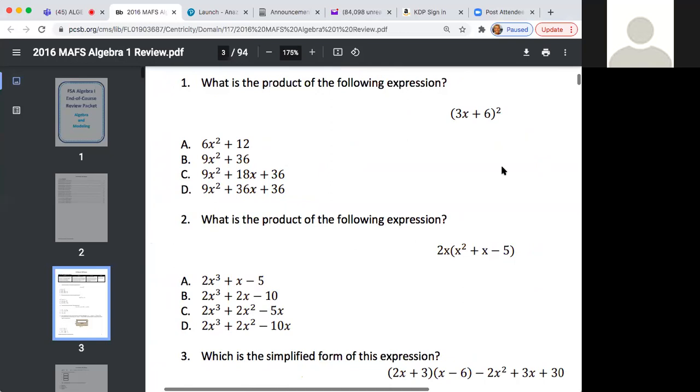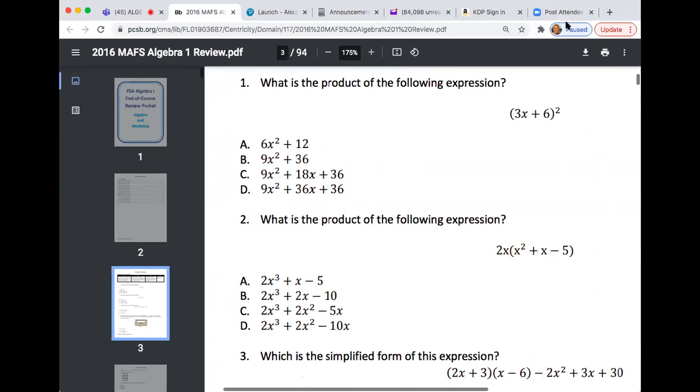Okay, so I'm just going to go ahead and look at these. All right, guys. So right here, everybody, let's look. Let's quickly run through some of these, and then I will look for some word problems and do some word problems with you guys. Look at number one, guys. What is the product of the following expression? You guys quickly do that one for me.